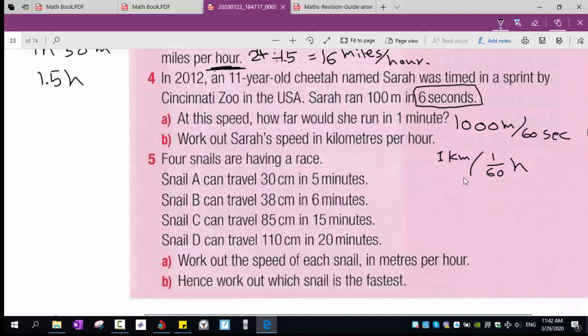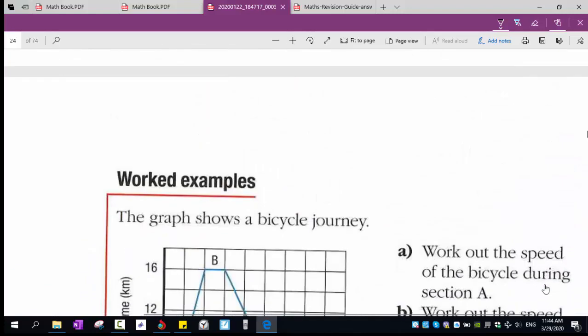But this is not the standard form. We should have the speed in 1 hour. So we multiply the 1 kilometer by 60. It means 60 kilometers per hour. The speed is 60 kilometers per hour. Question 5 is homework. Graphs.